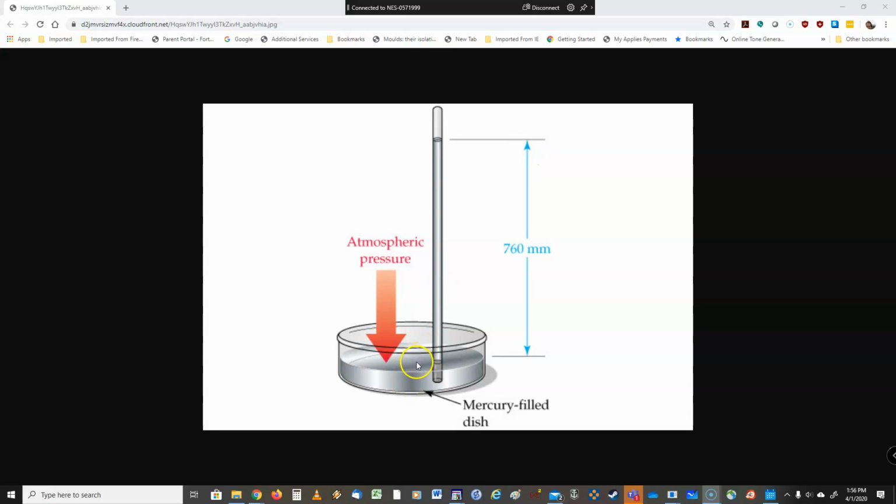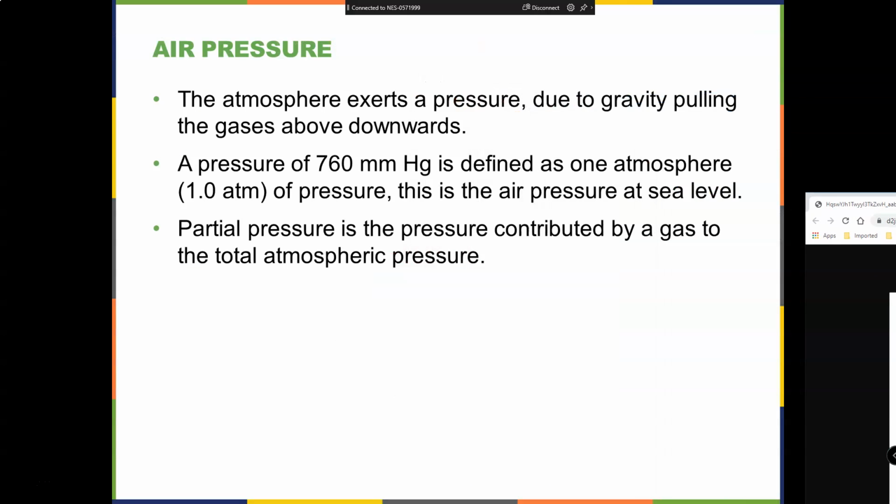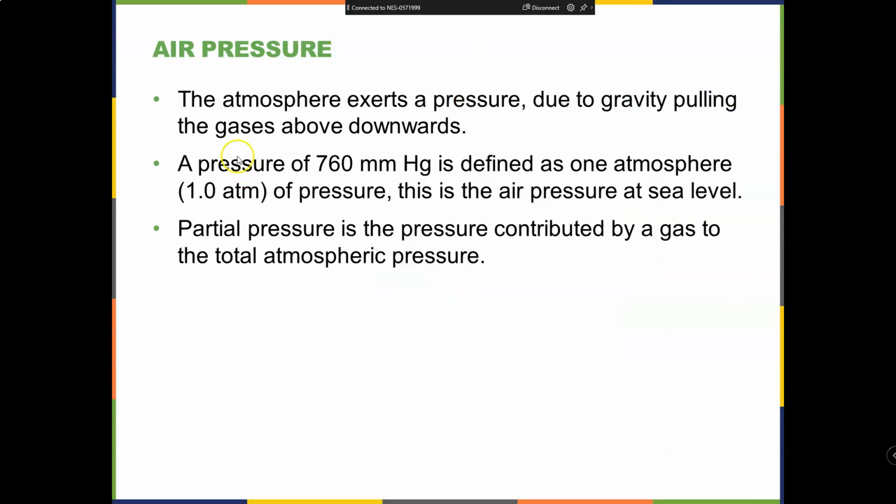If you take this entire apparatus without taking it apart, keep the vacuum here, and take it up to Mount Everest, the pressure goes down right here, the column of mercury goes down, and that's how we measure air pressure traditionally. That's where that idea comes from. All right, so that's a little bit about air pressure, and that's where that 760 millimeters Hg comes from. And we call that one atmosphere, very convenient.